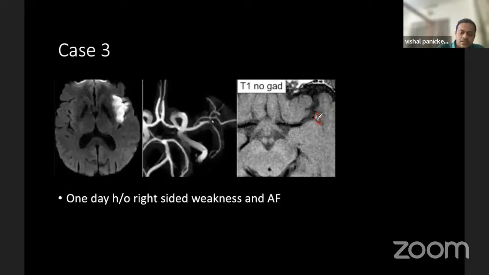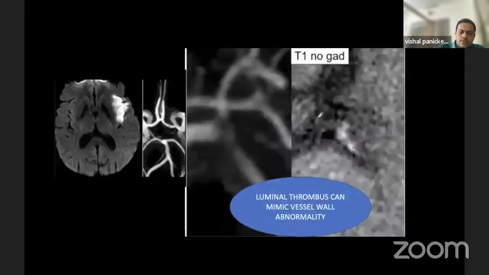Is it a dissection or atherosclerosis? So, actually this is a luminal thrombus, which can mimic a vessel wall abnormality on T1 non-gad. Like slow flow in a dilated vessel, the luminal thrombus also can mimic vessel wall abnormality.